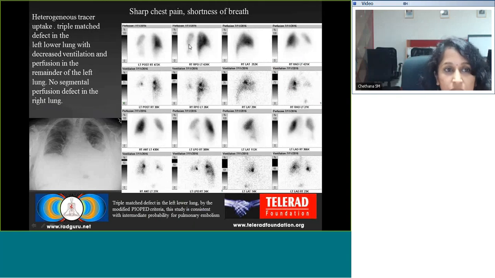So here there is a triple match defect. That is, there is a matched defect in the left lower lung both on the ventilation and perfusion images with a corresponding abnormality on the chest radiograph. So this is a triple match, and the rest of the left lung demonstrates decreased perfusion and ventilation. However, there is no perfusion defect in the right lung. So this triple match defect in the left lower lung by modified PIOPED criteria is consistent with intermediate probability for pulmonary thromboembolism.